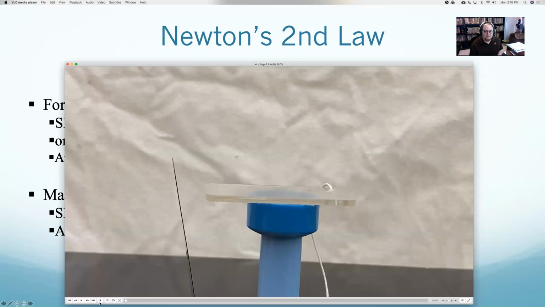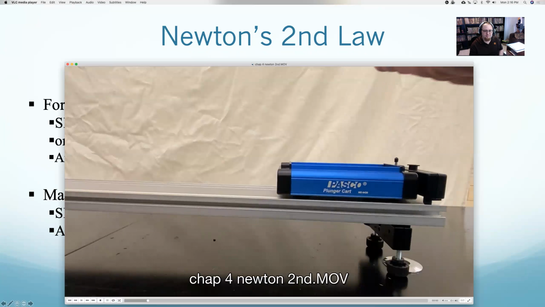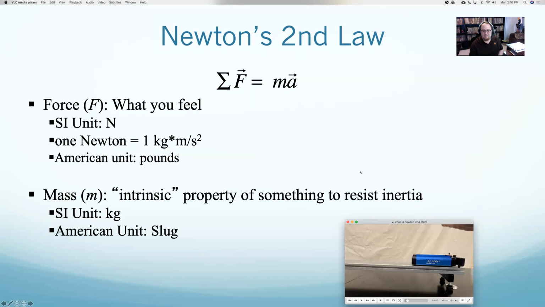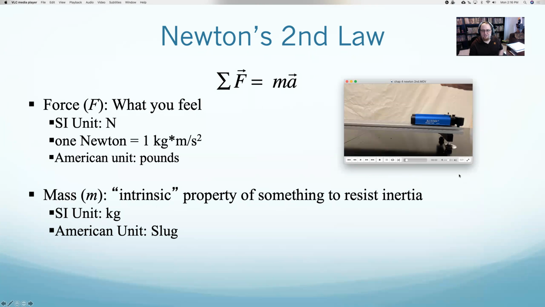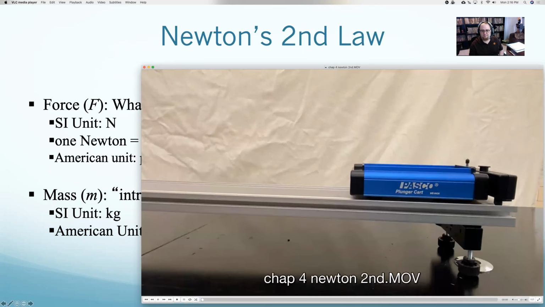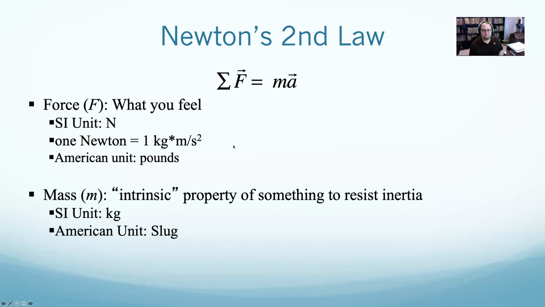And basically what this says, Newton's second law, is that if I apply a force on something like so, it accelerates. How fast it accelerates is based off the sum of forces and the mass. Something heavier accelerates slower.